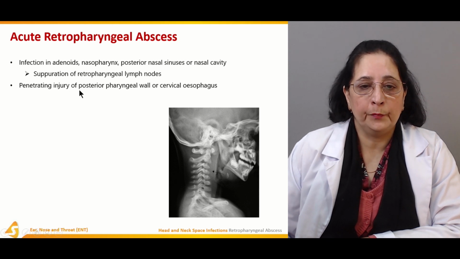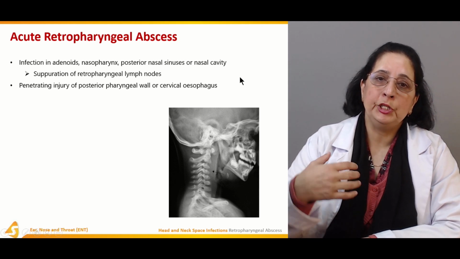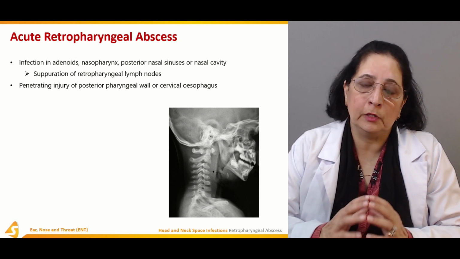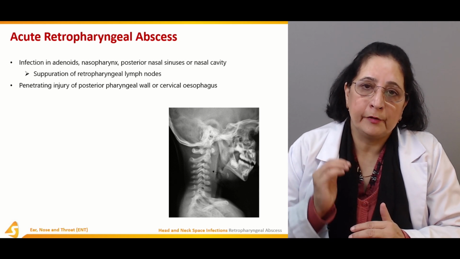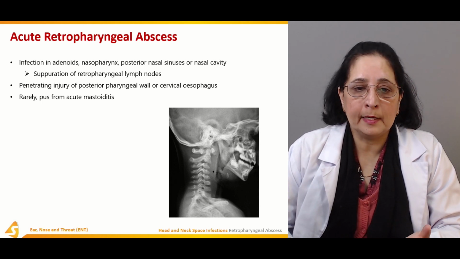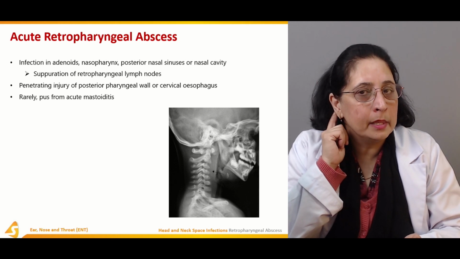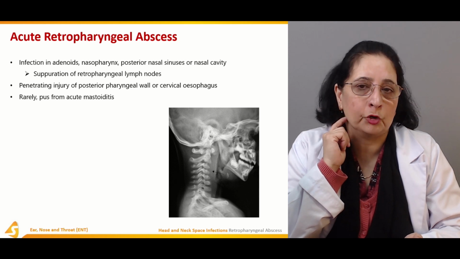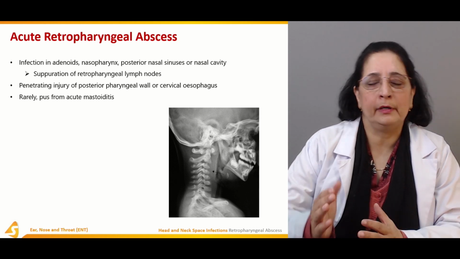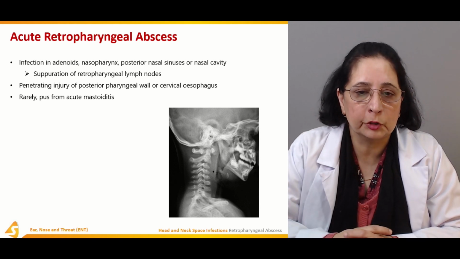Another cause is penetrating injury of the posterior pharyngeal wall or cervical esophagus. If there is a penetrating injury to the esophagus or posterior pharyngeal wall, it can also cause retropharyngeal abscess formation. Pus from the mastoid area, on the back of the ear, can also be a cause. Infection of the mastoid is rare, not very common, but it can spread to the retropharyngeal area, the back of the throat.